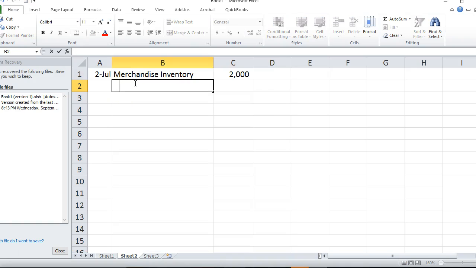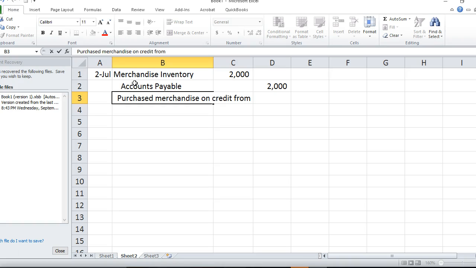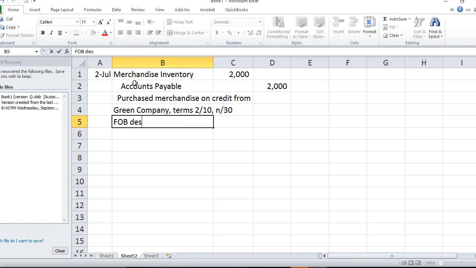And we owe them money, don't we? So we're going to credit accounts payable for $2,000. Now this explanation is we purchased merchandise on credit from Green Company, terms 2/10, net 30, FOB destination, invoice July 1st. Okay? Any questions there?